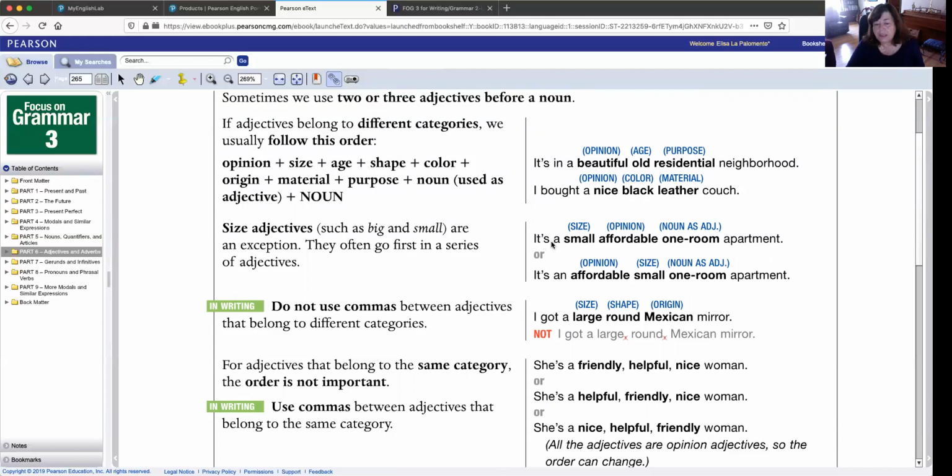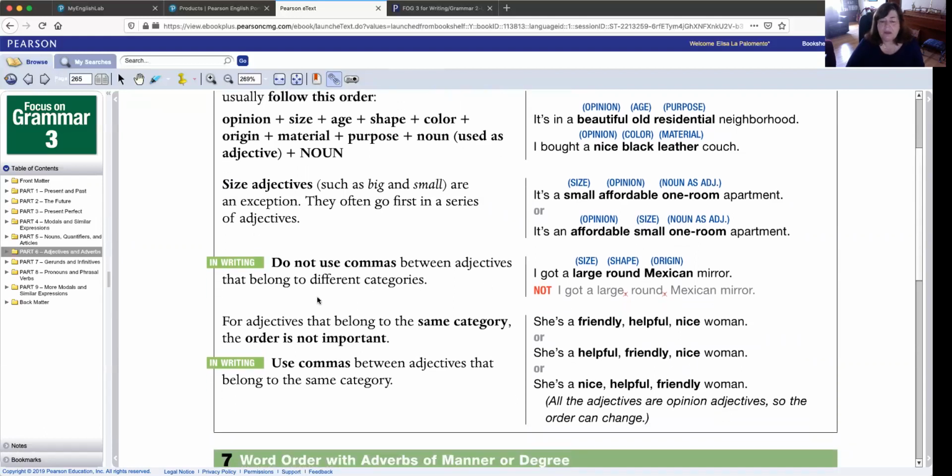So we could say it's a small, affordable, one-room apartment. The one room, see, the room is a noun, so it's a noun used as an adjective that goes before the noun. That's the last thing before the noun. It's a small, affordable, one-room apartment, or we can do like the chart says, it's an affordable opinion, small, one-room apartment. Doesn't matter with size if you put it first or if you put it second, okay?